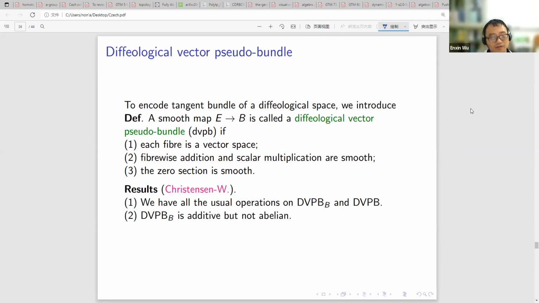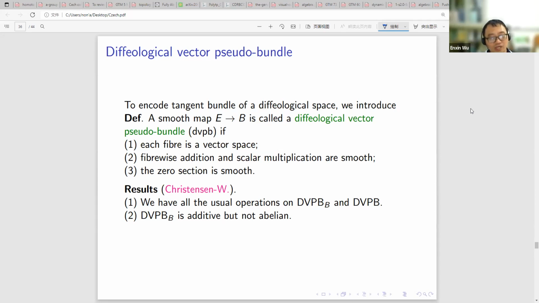So what's good for it? First of all, it encodes the tangent bundle of a diffeological space. And moreover, you can generalize all the operations. What I mean is, if I fix the base space B, I take all the diffeological vector pseudo bundles on B and the bundle maps over B, and then I get a category, right? But you can also change the base, and you can have the bundle maps between different diffeological vector pseudo bundles with different bases, right? You get another category. And you can generalize all the usual operations.